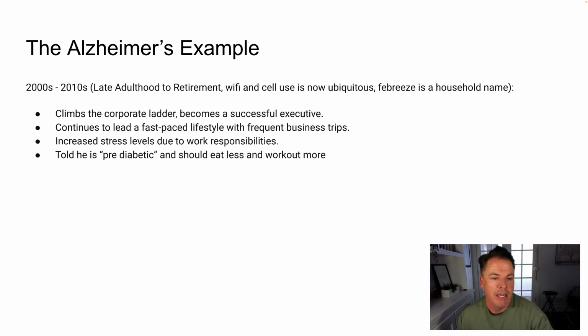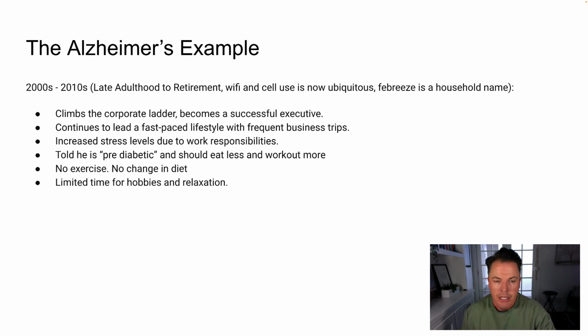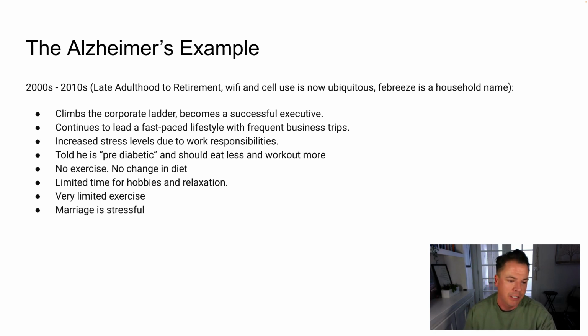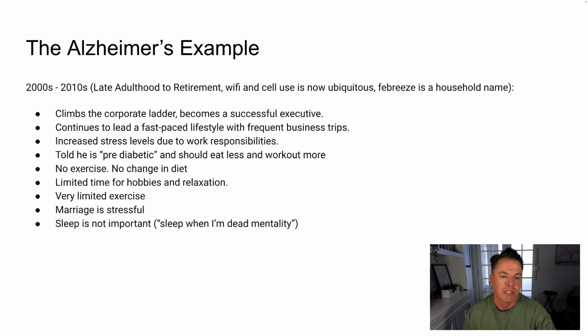He's now told that he's pre-diabetic. The doctor kind of brushes that off. It's not a big deal. Just tells him to eat less and work more. He has no exercise, no change in diet. No time for hobbies, no time for relaxation, very limited exercise. His marriage is stressful. Sleep is not important.